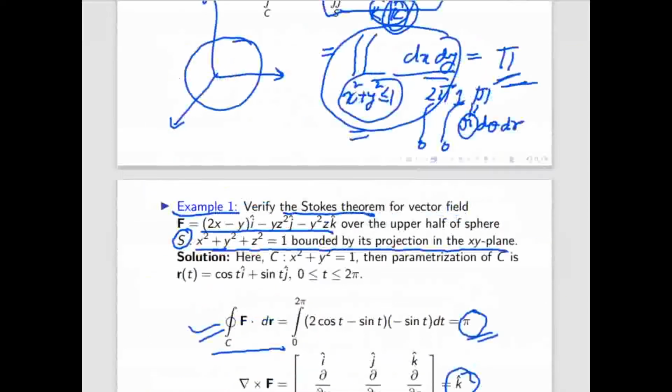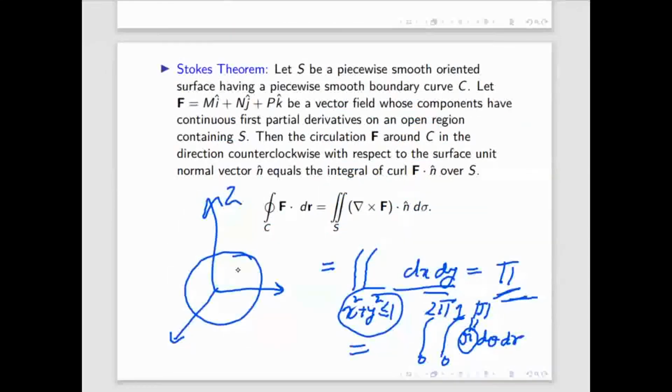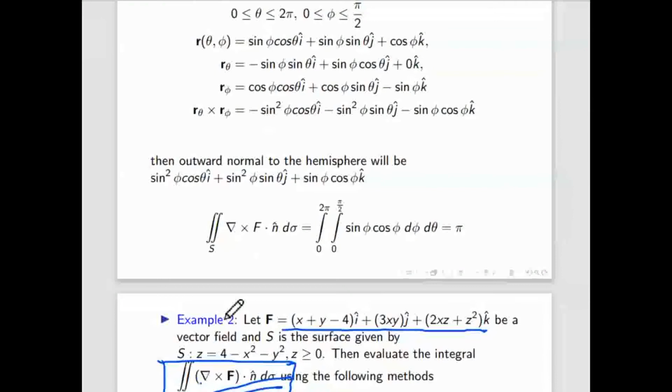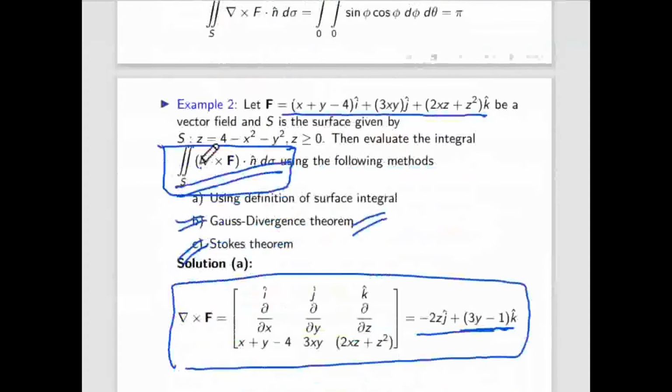In this example one, we calculated that it also came to pi without doing the parameterization of the surface. You can do the actual technique, that is the parameterization, that will always work. With the parameterization of this hemisphere, I took the outward normal, so I took the plus sign, and after that the surface integral came to pi. The last part left: the same surface integral we have to solve by using Stokes theorem.